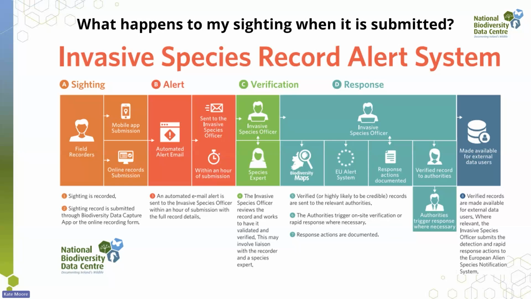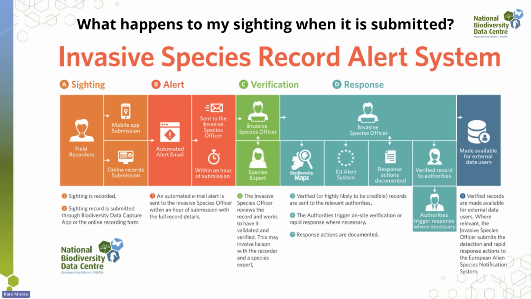So once a sighting is submitted via the online form, it enters a central database of unvalidated records. And the location of the sighting and basic details are immediately visible on Ireland's Citizen Science portal. The record then goes through a verification process. So staff will periodically review the submissions of invasive species, and photos and other details will help us verify the species identity.